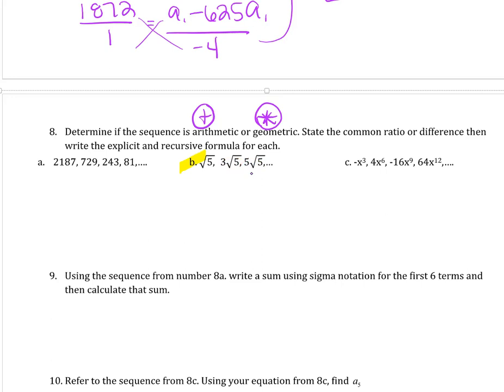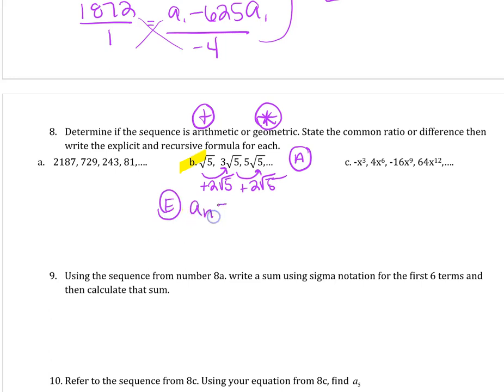So now you should start thinking about adding. If I add 2 radical 5, that would give me 3 radical 5. Plus another 2 radical 5 would give me 5 radical 5, and so forth. So therefore, this is an arithmetic sequence. Your explicit formula is going to be a sub n equals a sub 1 plus n minus 1 times d. Okay, and you can leave it like that.